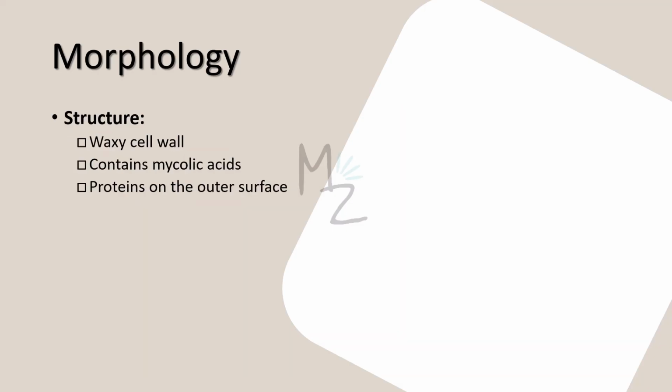Structure. It has a waxy cell wall that contains mycolic acids, so long-chain fatty acids, from C78 to C90. And it also has got some proteins on its outer surface. That's its virulence factor, which plays a major role in its pathogenesis.